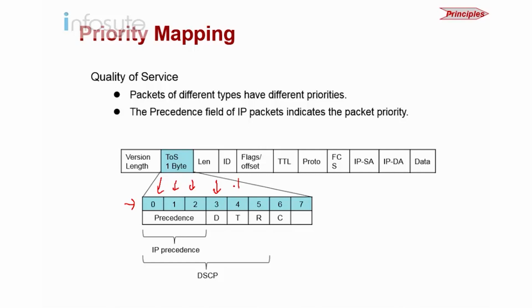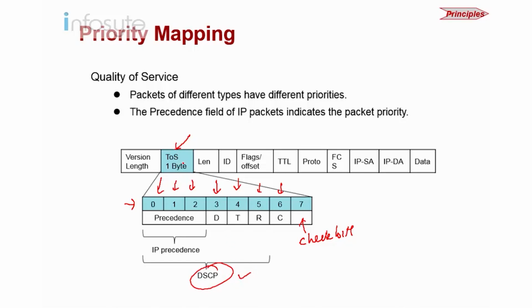Okay, bit number 4 will give us a throughput. Number 5 is reliability. Number 6 is costing. Number 7 is not being used because this is a chat bit. Now, type of service we don't use nowadays because right now we are primarily using DSCP.